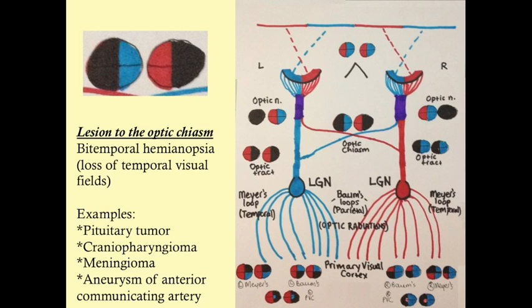And then one more thing, aneurysm of the anterior communicating artery. Remember, part of your anterior circulation that gives rise to your anterior cerebral arteries, that connects both the left and the right side of your circle of Willis. That is right over the optic chiasm as well. So if you have an aneurysm of that anterior communicating artery, that can cause bitemporal hemianopsia.